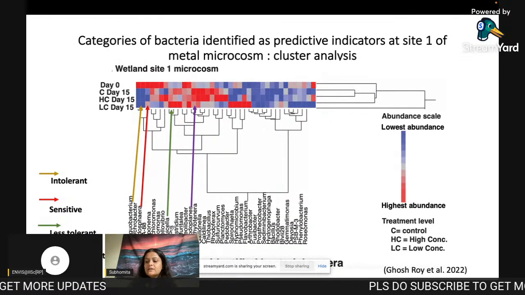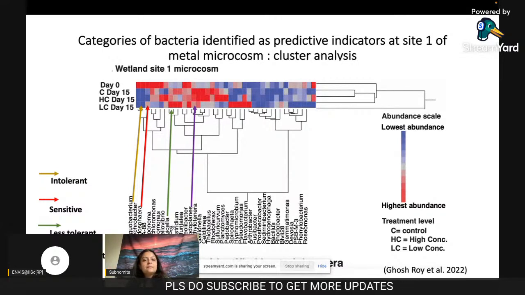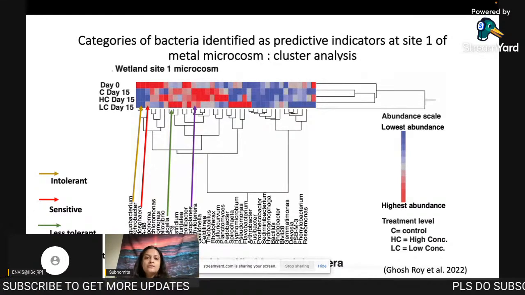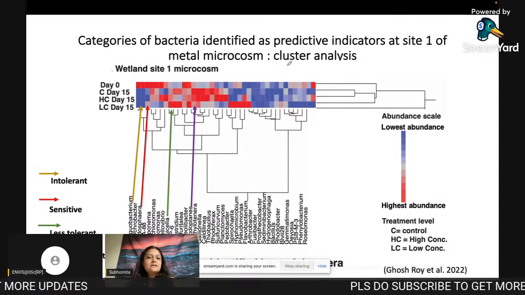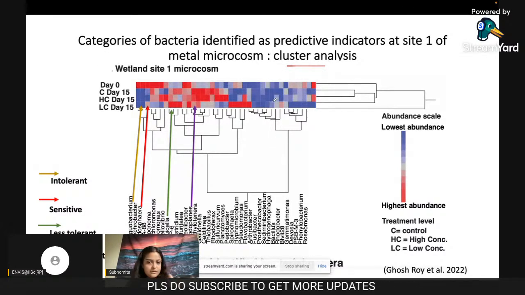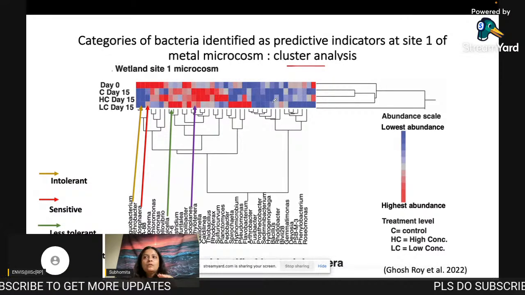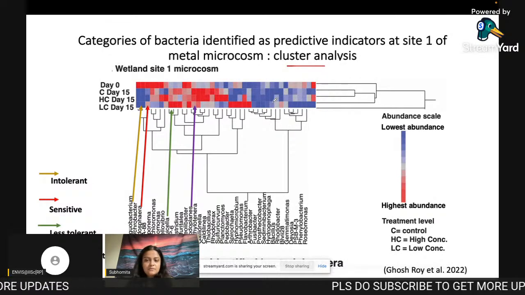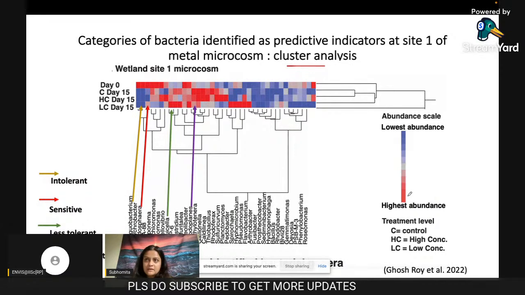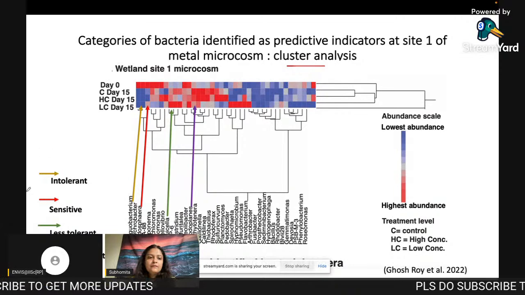In order to do that, whatever taxonomical profiles we found in this ecosystem, we categorized them in four distinct categories, and we were able to do that. We used cluster analysis for doing this, and we did that for all the wetland sites. This is just one example, the first wetland site. We did this cluster analysis based on the abundance of these bacterial species in the wetland sites. The more red means that particular bacteria is more abundant. Based on that, we found four categories.